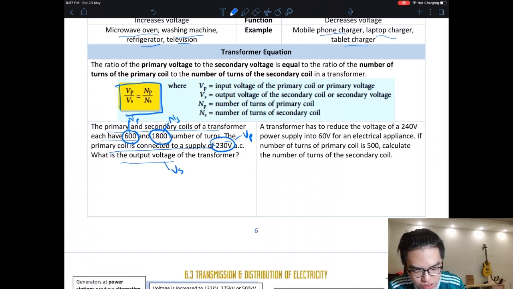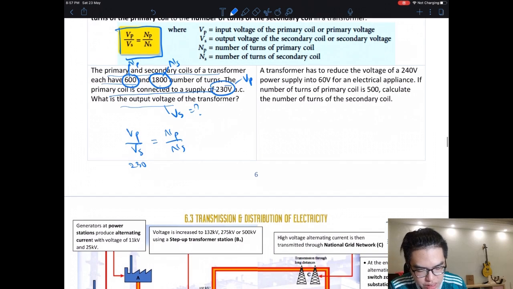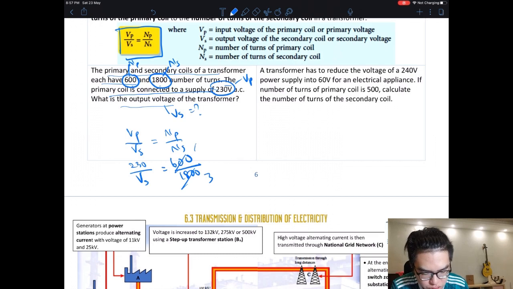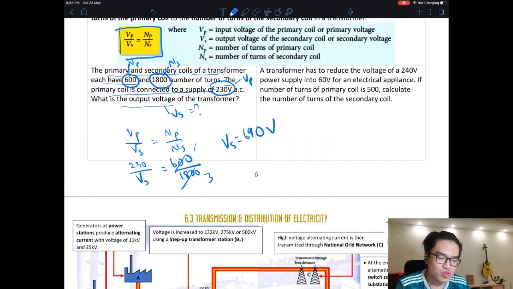We know the formula Vp over Vs equals Np over Ns. We just throw everything in. My Vp is 230. Vs I don't know, just write Vs. Np is 600. Ns is 1800. This is basic maths, guys. So this is 1, this is 3. Throw here, throw there. Vs you should get 690 volts. So I'm stepping up 230 to 690. Let's do another one.